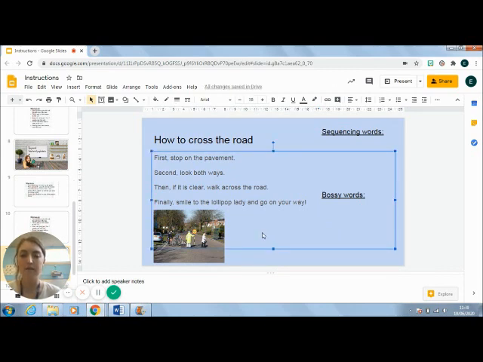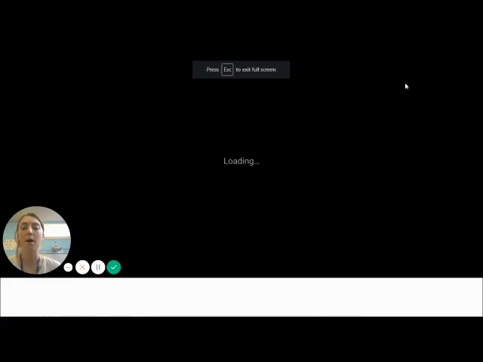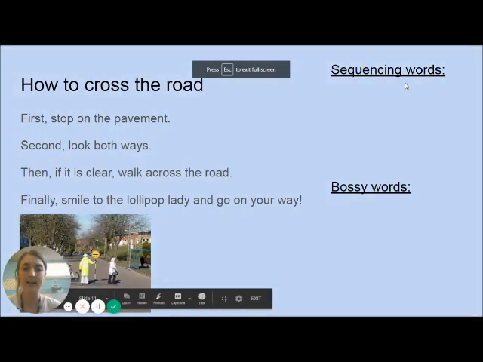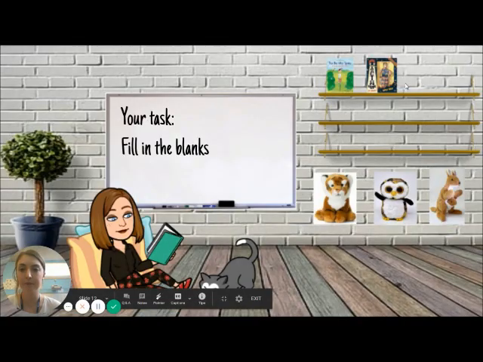How to cross the road. First, stop on the pavement. Second, look both ways. Then, if it is clear, walk across the road. Finally, smile to the lollipop lady and go on your way. I'm happy with that. Those instructions make sense and they would help someone cross the road.